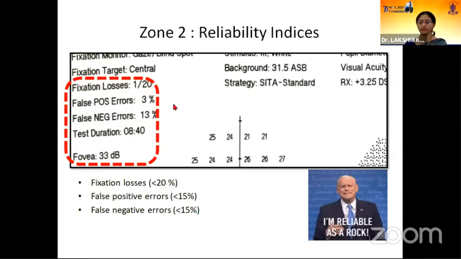Zone 2 covers the reliability indices, wherein we check the foveal threshold. Now, if the patient's vision is good, but the foveal threshold is poor, that could be because of a macular disease. And if the patient's vision is poor with a good foveal threshold, then there's a refractive error that needs to be corrected. Fixation losses of up to 20% are considered permissible, and false positive and negative errors of up to 15% are considered permissible with the SITA test, and up to 33% are permissible with the full threshold test.